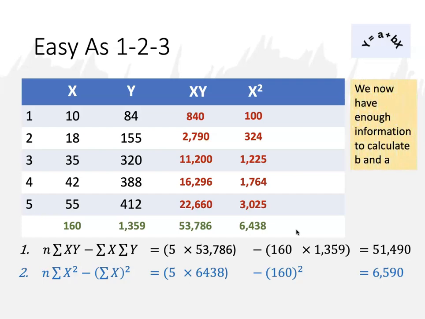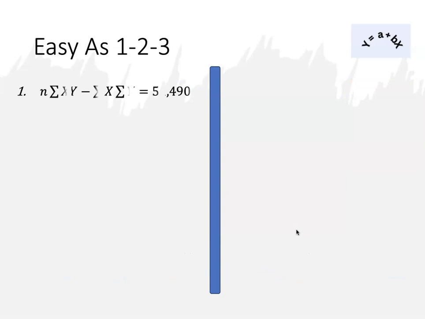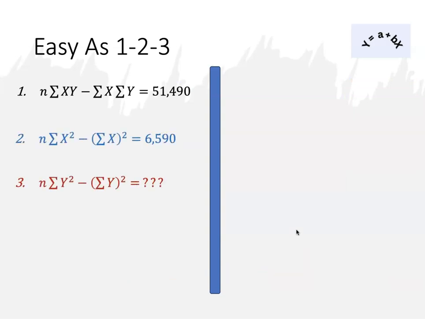So we now have enough to calculate a and b. We'll start out with the information we have. We haven't done equation 3 yet, so let's leave that as a question mark. So b is equation 1 over equation 2. So for b, we're going to have 51,490 over 6,590. And that gives me a value of 7.8. So b is equal to 7.8, rounding to 1 decimal.